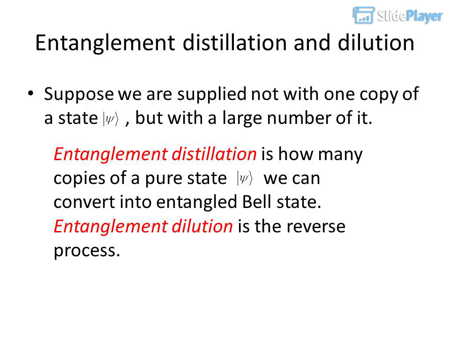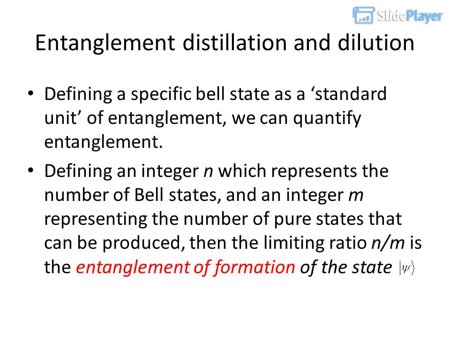Entanglement, distillation and dilution. Suppose we are supplied not with one copy of a state, but with a large number of it. Entanglement distillation is how many copies of a pure state we can convert into entangled Bell state. Entanglement dilution is the reverse process. Defining a specific Bell state as a standard unit of entanglement, we can quantify entanglement.